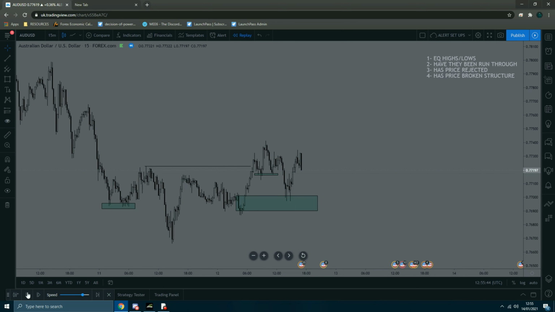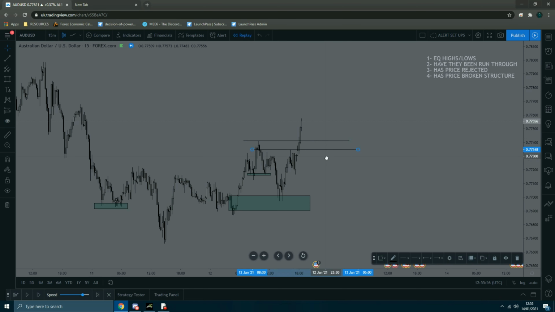Okay, so at this point we've got the structure break right here. And we've also got a structure break right here. So in one impulsive move we broke 2 levels of market structure. Now I wanted to pay close attention to this level here, because before we had the push above this high here, we had a down candle there. Now I'm not going to be teaching what this down candle means.